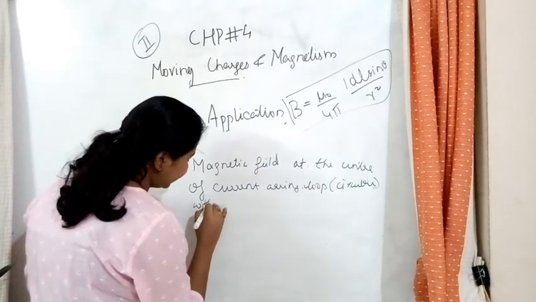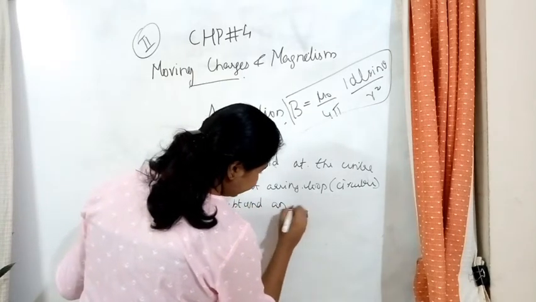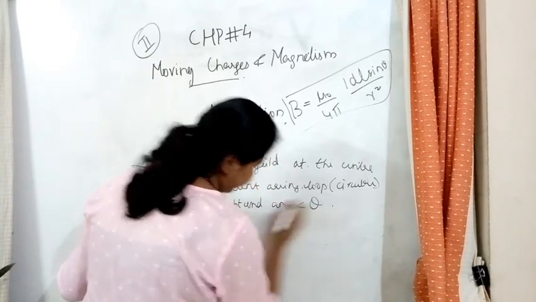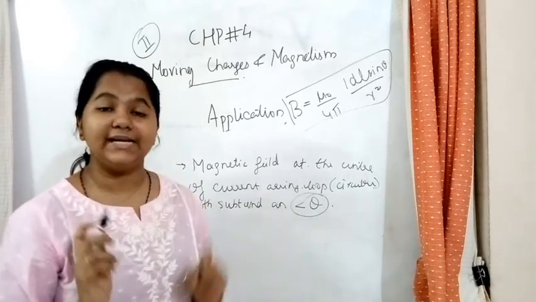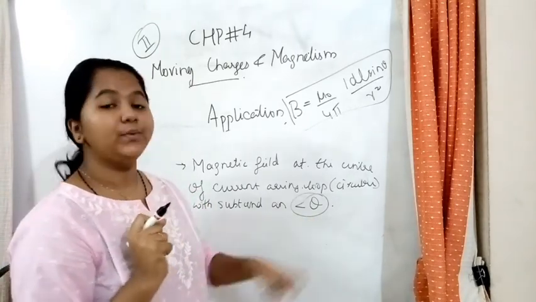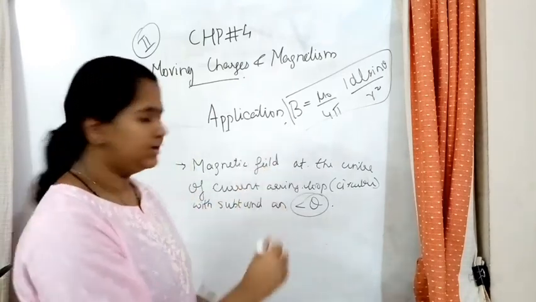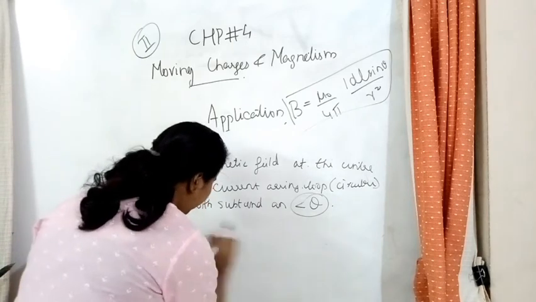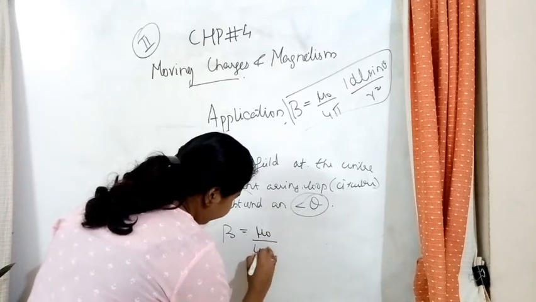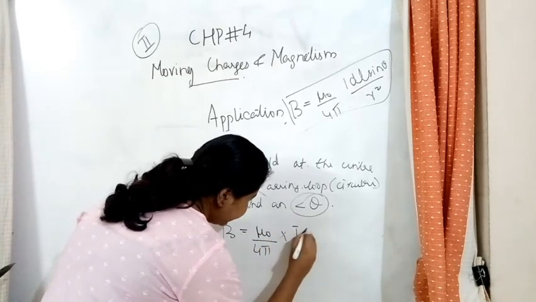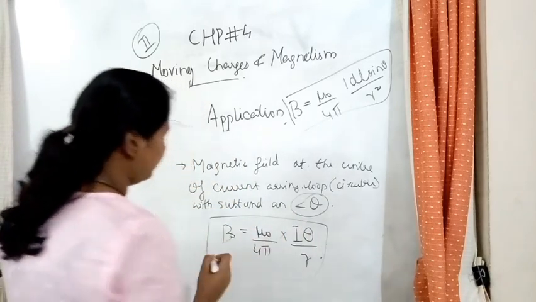Which subtends an angle theta. Okay. So let's write the equation. This is also a circular current carrying conductor, but it makes an angle theta. The magnetic field makes an angle theta at the center. So the equation is B is equal to mu 0 divided by 4 pi into I theta divided by R. Okay, so this is our equation.